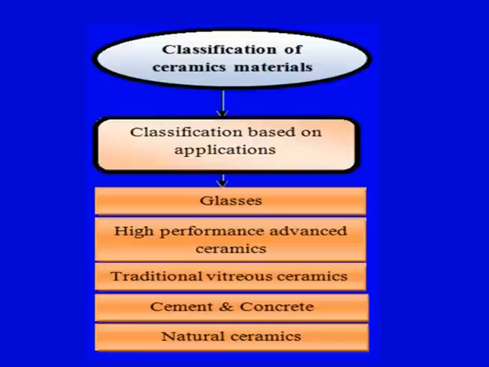In the case of applications, we can have glasses, high performance advanced ceramics such as bioceramics or ceramic tiles for space shuttles, traditional vitreous ceramics, that is the most commonly used clays, cement and concrete, and finally the naturally occurring ceramics such as our bones.